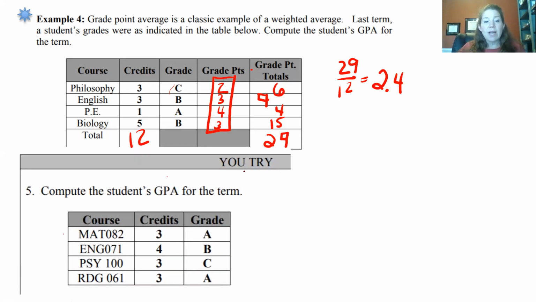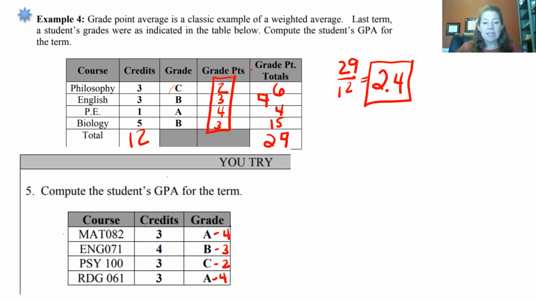All right, so you guys try that. You're going to try doing the same thing. You're going to figure out how much this student earned for each of these classes for their grade point average, and then you're going to calculate their total grade point average for the semester. So remember, A's are worth 4 points, B's are worth 3 points, and C's are worth 2 points each per credit hour. All right, try that and then come back and check your answer.